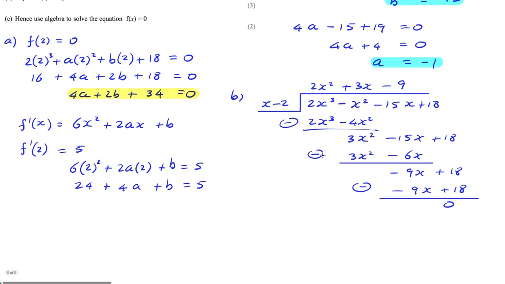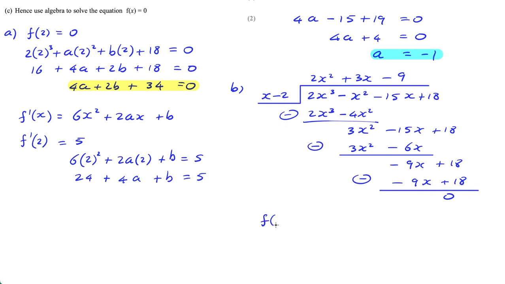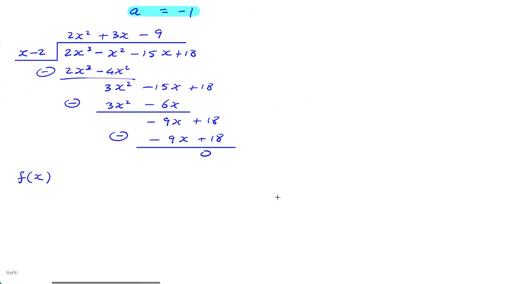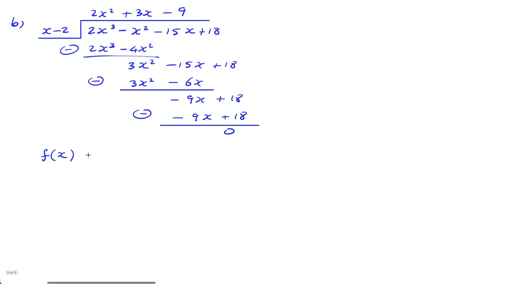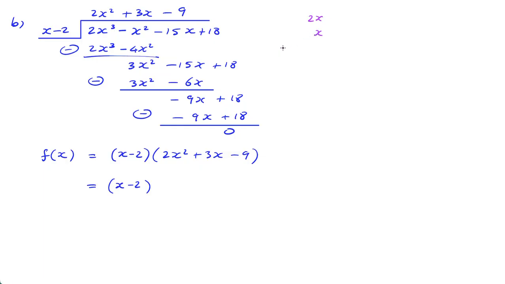Okay, so therefore f(x) equals, I'll just do it over here, guys. f(x) equals x minus 2 times this quadratic, 2x squared plus 3x minus 9. And then you have to, because this is linear factors, you have to factorize this quadratic. I'm going to do it up here, guys, my quick way. You do it your way. Make sure you get it. We're going to do the AC method. Fine, but just do it right.